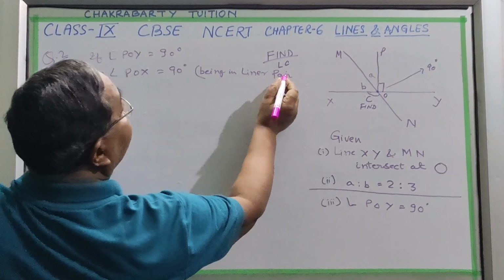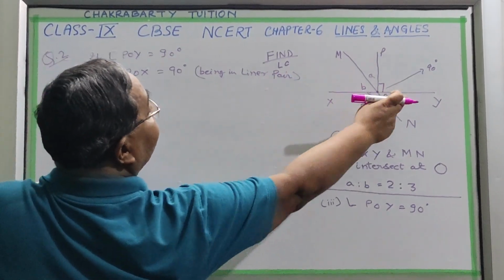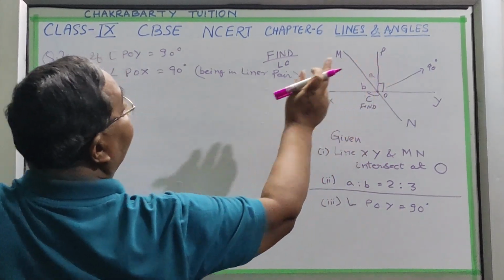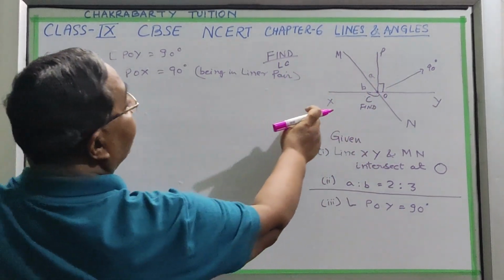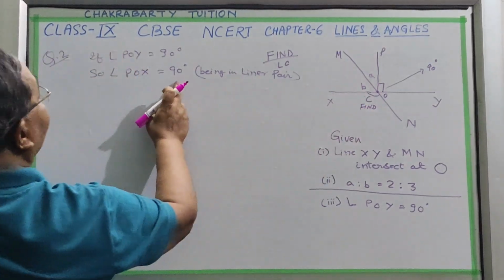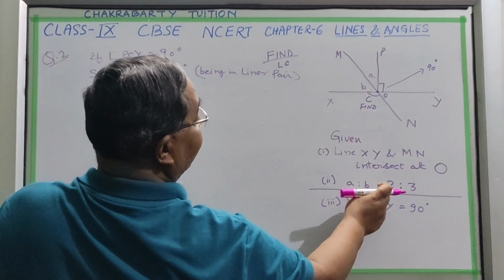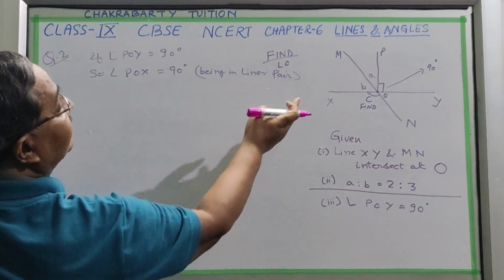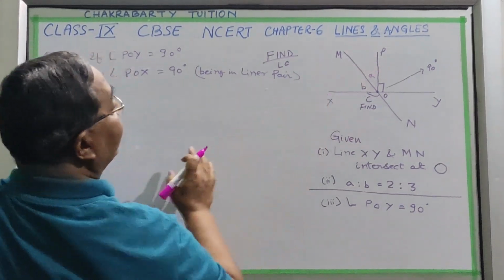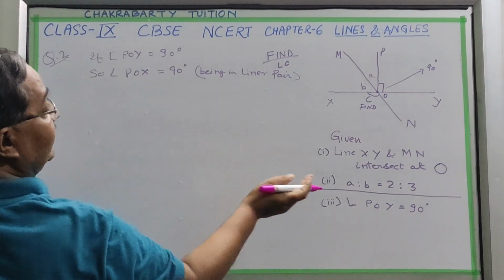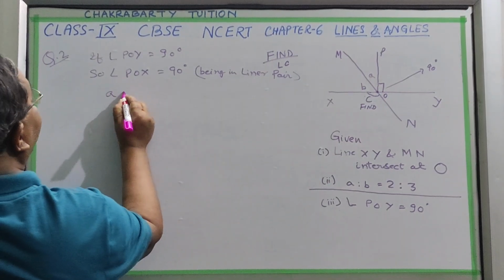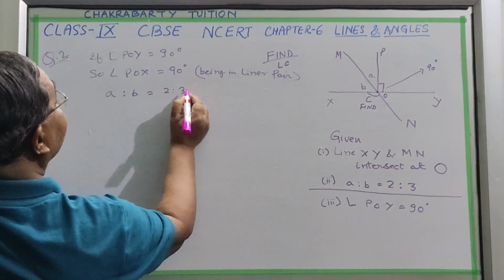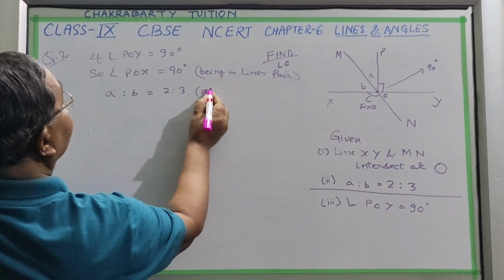Okay, it is in linear pair. One line is there, XY is the line, so it is in linear pair. Now, here it is 90 degrees and A is to B is 2 is to 3. So these two angles we can bifurcate as per this. A is to B equal to 2 is to 3 means 5 in total.